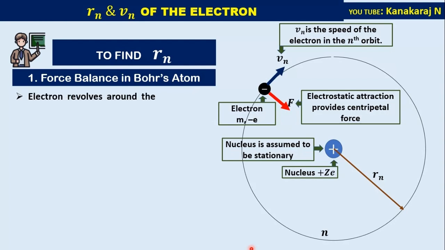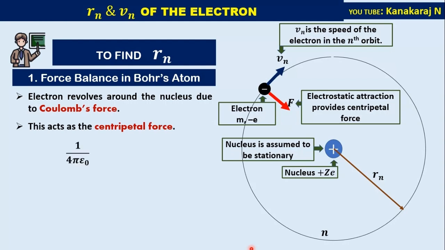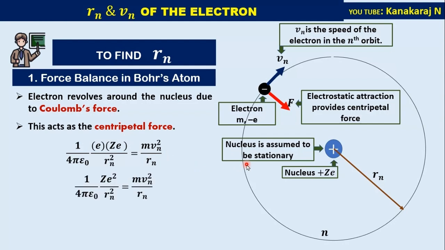The electron revolves around the nucleus due to Coulomb force. This force acts as centripetal force. So the Coulomb force is 1 upon 4 pi epsilon naught, product of the charges e multiplied by Ze, where e is the charge of the electron and Z is the charge of the nucleus, divided by distance squared, Rn squared, equals the centripetal force m Vn squared divided by Rn. From this equation, we get 1 upon 4 pi epsilon naught Ze squared upon Rn squared equals m Vn squared divided by Rn.